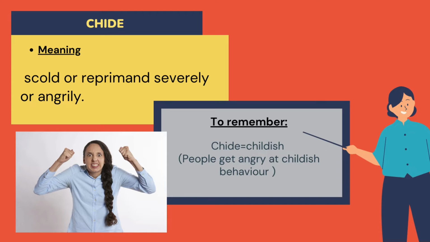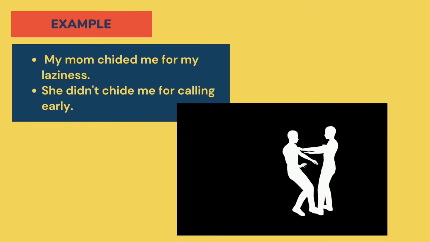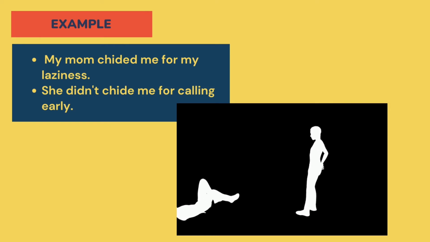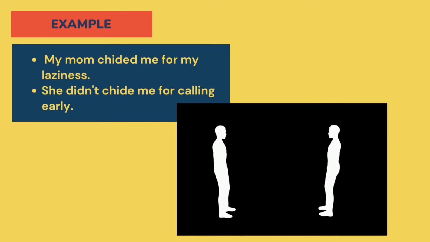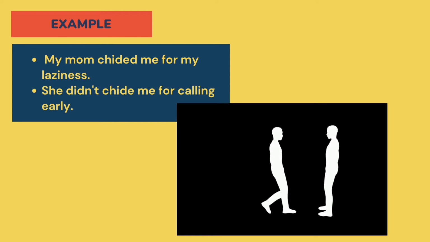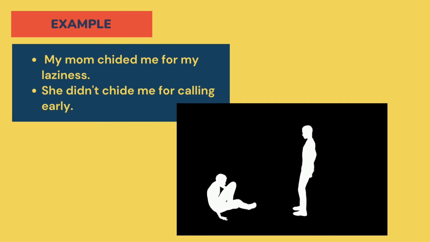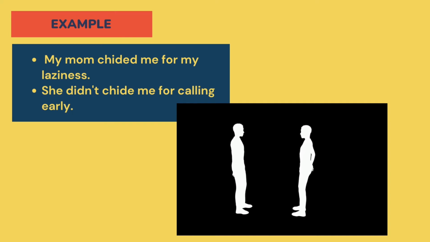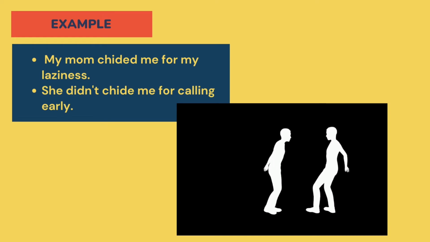The examples are: my mom chided me for my laziness. This means that my mom scolded me for my lazy behavior, for not performing my work on time. So she chided me, she rebuked me. She didn't chide me for calling early. This means that she doesn't mind if I call her early and she doesn't scold me.